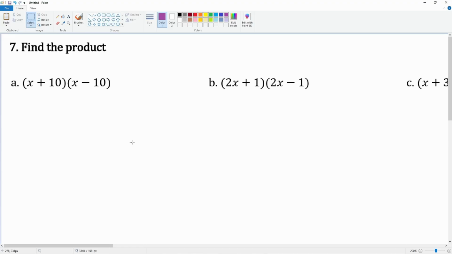Number 7 here, we're going to find the product. Again, this follows a particular pattern. If you don't recognize the pattern, it's okay. Just multiply it out exactly like normal. X times x, that becomes x squared.